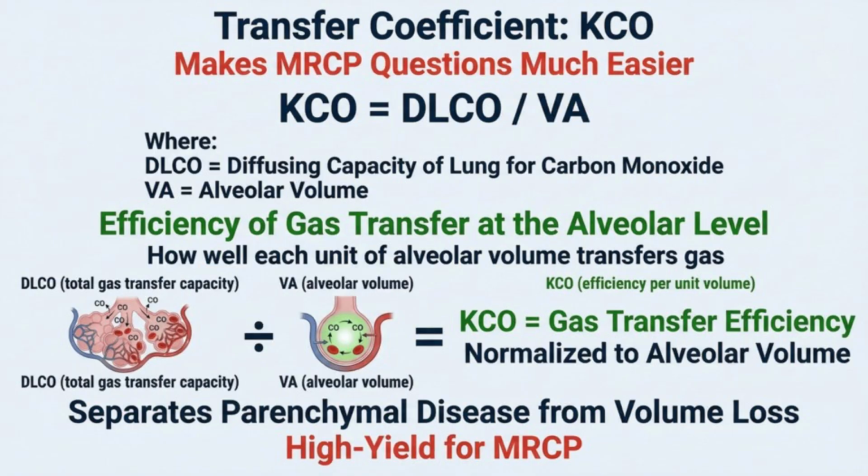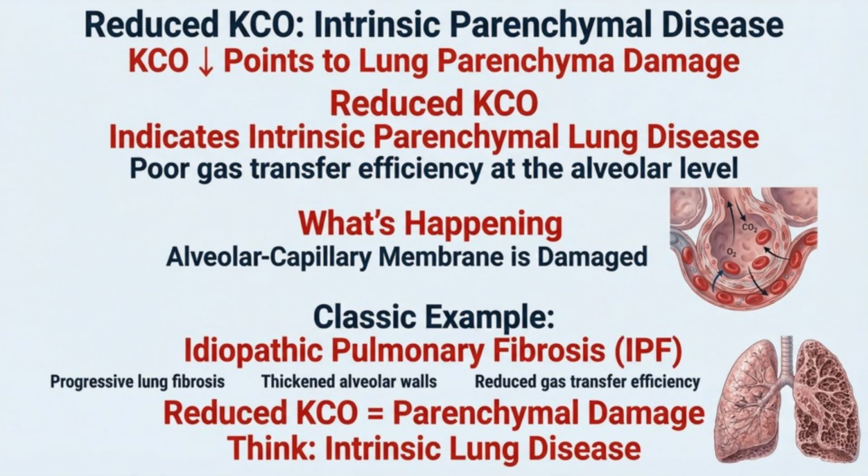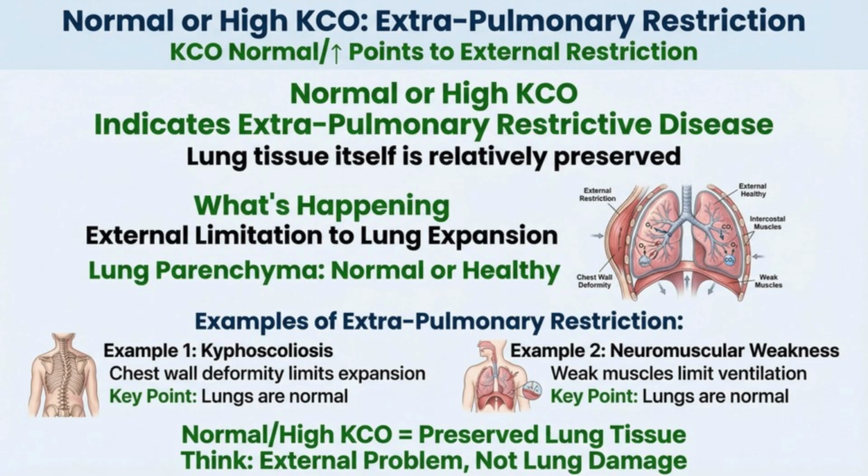Now we add one more test that makes MRCP questions much easier: the transfer coefficient, KCO. KCO equals DLCO divided by alveolar volume, VA. It tells you the efficiency of gas transfer at the alveolar level. If KCO is reduced, this points to intrinsic parenchymal lung disease, such as idiopathic pulmonary fibrosis. If KCO is normal or high, this points to extrapulmonary restrictive disease, such as kyphoscoliosis or neuromuscular weakness, because the lung tissue itself is relatively preserved.